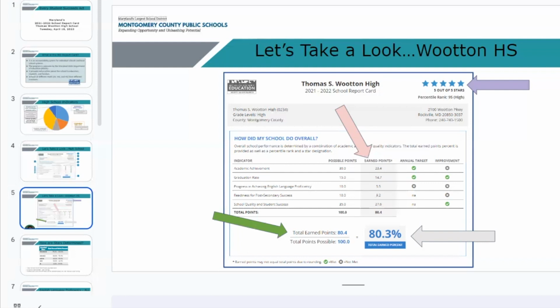A place to show some improvement, English language learners. Out of a possible 10 points, our students have earned 5.5 points. So that shows some area for growth and improvement for our students. Readiness for secondary success. Out of a possible 10 points, we have earned 9.2 points. And then the last one is school quality. These are those surveys that I was mentioning earlier. School quality overall and well-rounded curriculum is in there as well.